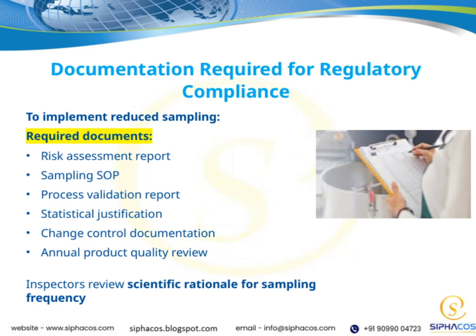They want to see that our decision to reduce sampling isn't arbitrary, but backed by solid data and thorough analysis. This review process is part of how regulators ensure that our product quality remains uncompromised, even as we optimize our sampling strategies to be more efficient.